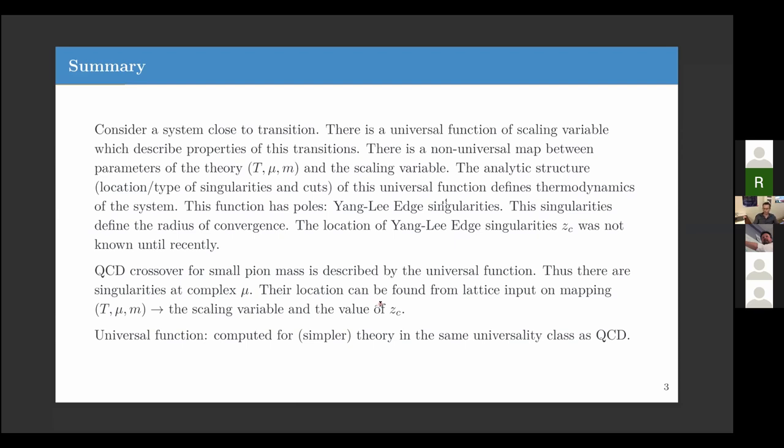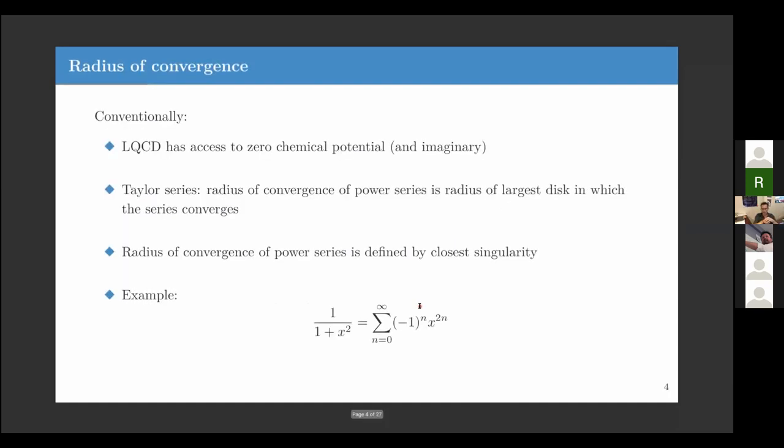Okay. So this universal function and its location can be computed in a simpler theory which shares the same universality class as QCD. And this is why we do not have to solve QCD to actually find the location of the singularity. Okay, so this was my summary, but let me go back and consider the conventional approach.